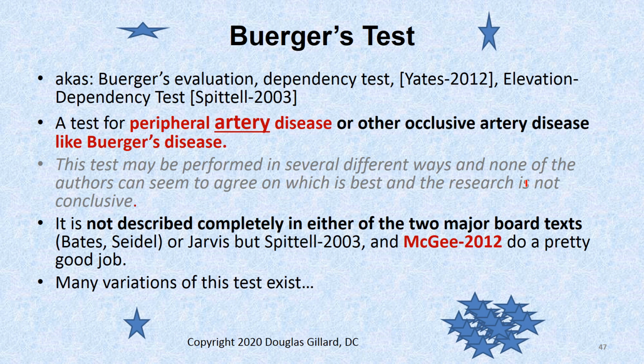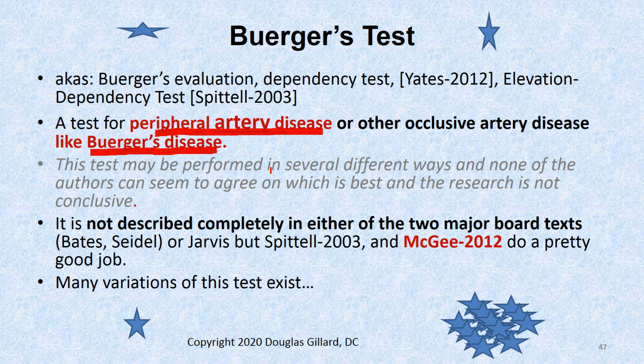All right, let's get to Buerger's test. So do we know a disease? Yeah, we know Buerger's disease. So it kind of goes with that. It's a test for peripheral artery disease, mainly PAD, or Buerger's disease. It really tests for those two, but PAD is much more common than Buerger's disease, at least in our country.